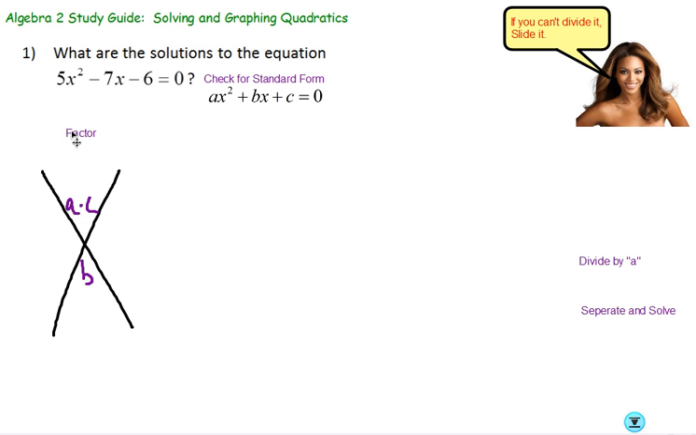What we're doing when we're factoring is we're trying to say, what did this look like? 5x squared minus 7x minus 6. Two things got multiplied together to give us that. We're trying to figure out what were those two things that got multiplied to give us that.